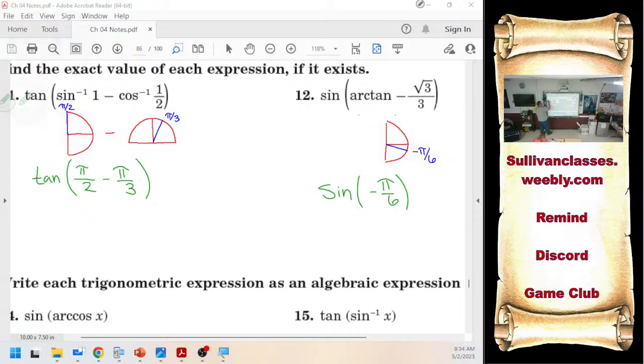They're asking for the tangent of pi over 6. They just did it in a roundabout way. Square root of 3 over 3. And then this is just more of what we were doing before.